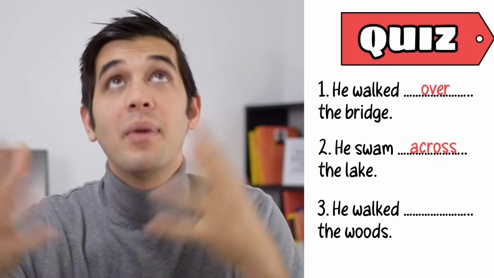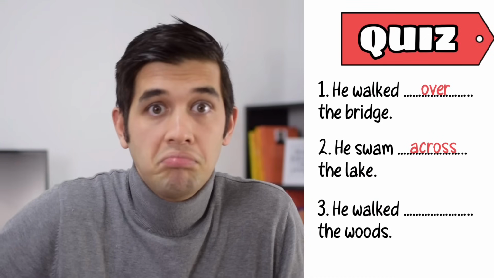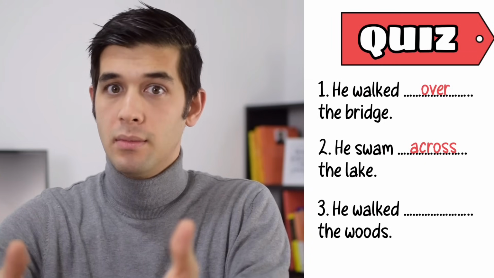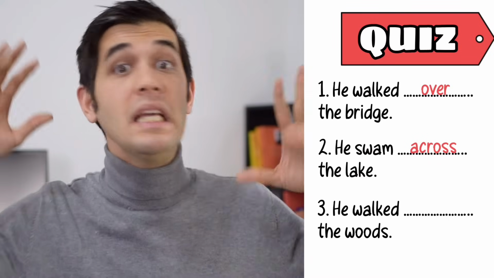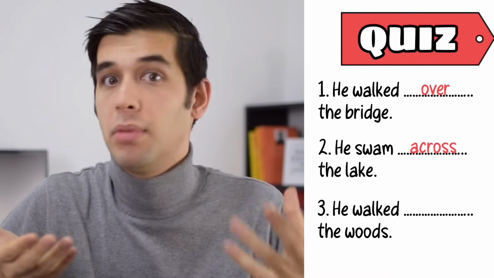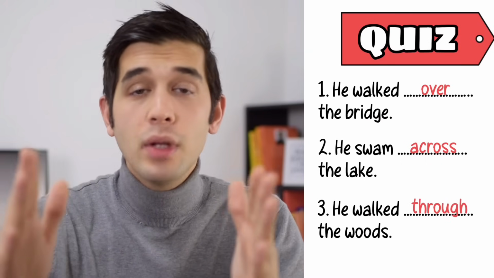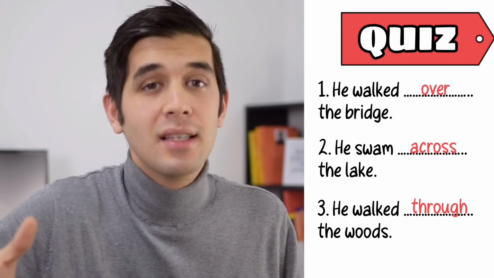You are surrounded by the space. What should I say? He walked over the woods. Does he have wings? Can he fly over the woods? No. He walked across the woods. Is the woods a flat surface? There are lots of trees. A lake is flat, but the woods are not flat. So what do we say? Well, in this case, we say he walked through the woods. Wait, what's the difference between across and through?